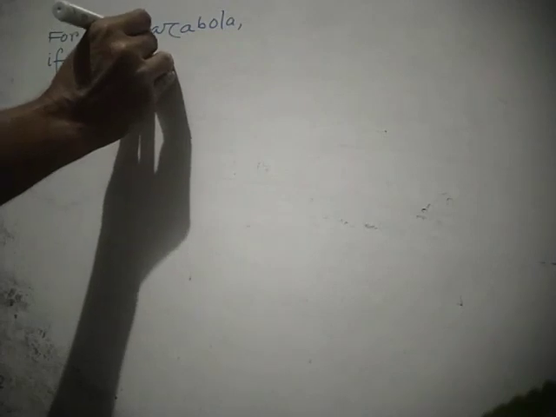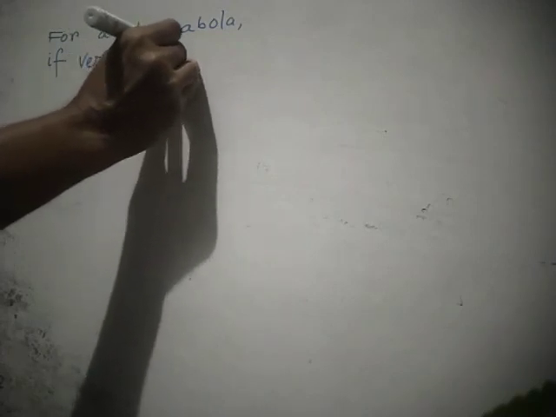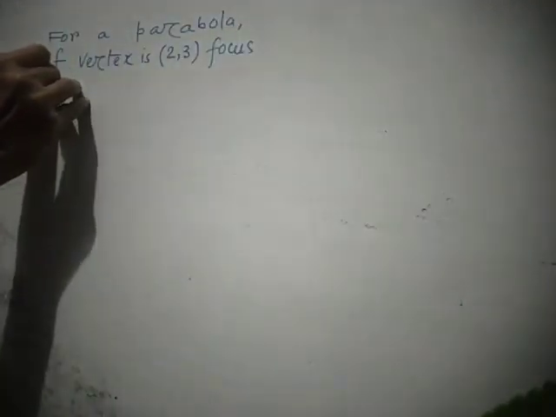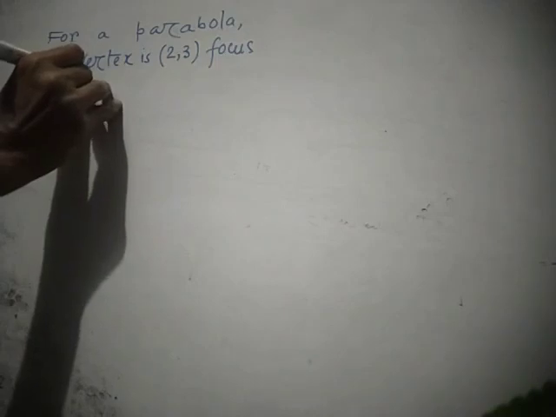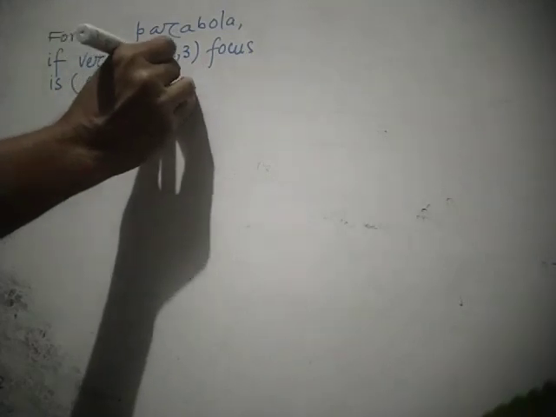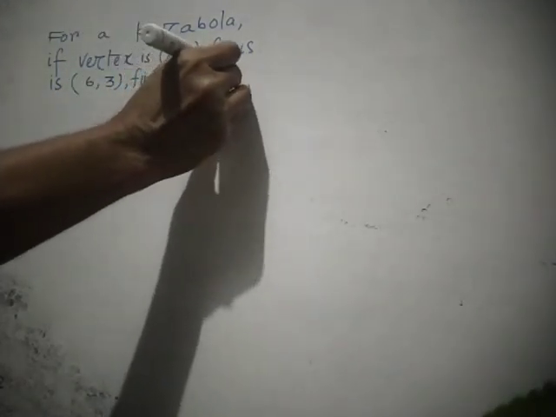For a parabola, if the vertex is (2, 3) and the focus is (6, 3), find its equation.